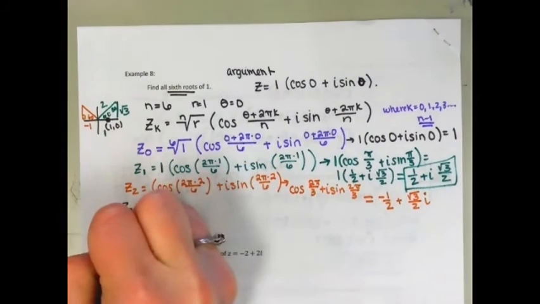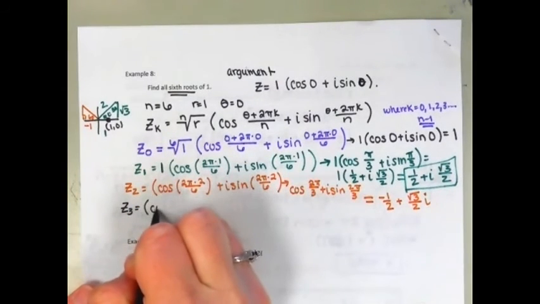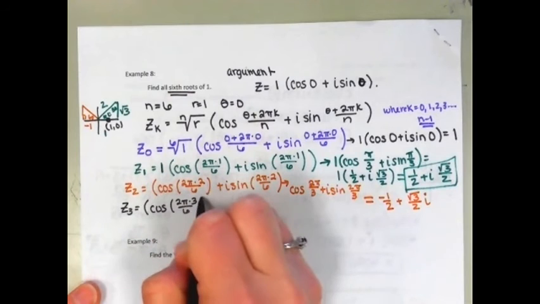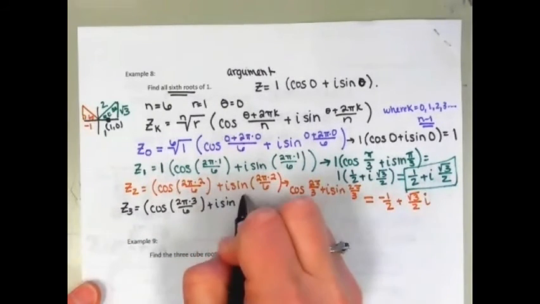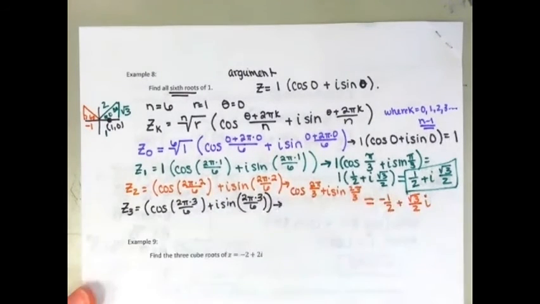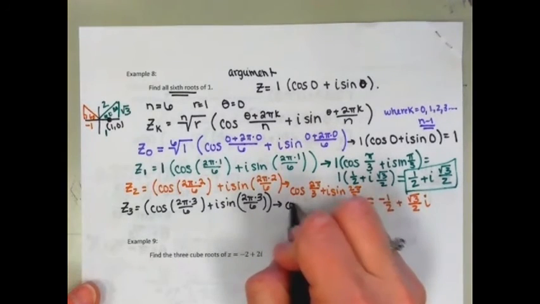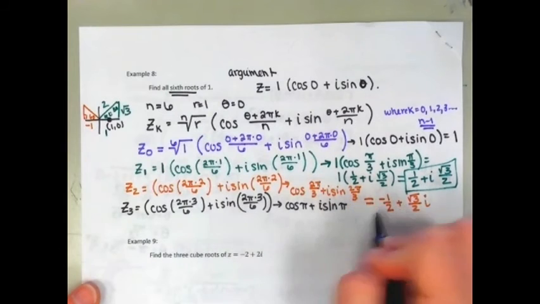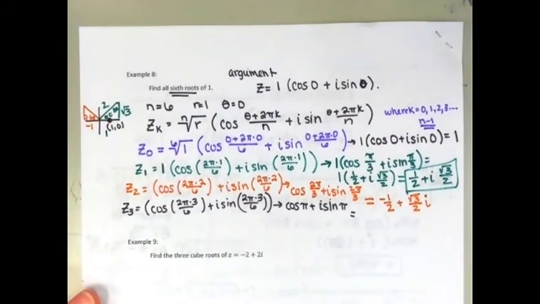Z to the third. So we have the cosine of 2 pi times 3 over 6 plus i sine of 2 pi times 3 over 6. So it's 2 pi times 3 over 6. Isn't that just pi? So we have the cosine of pi plus i sine of pi. So what's the cosine of pi? Isn't that just -1? The sine of pi is 0.